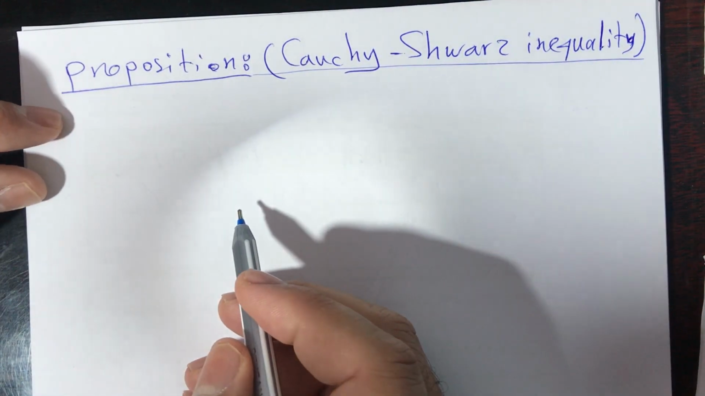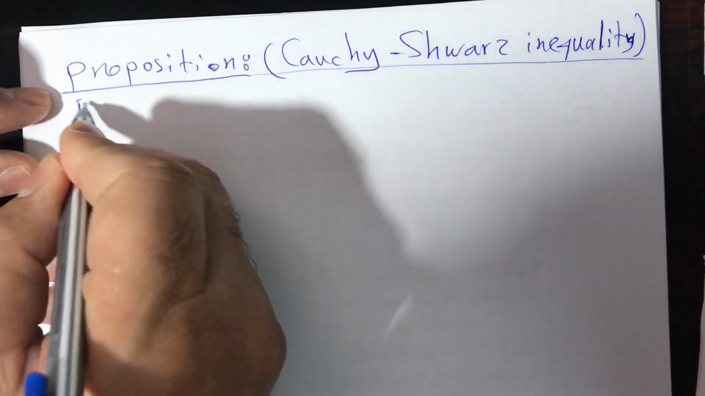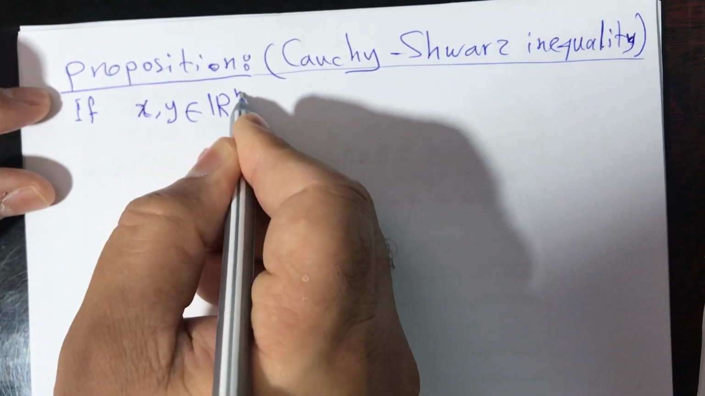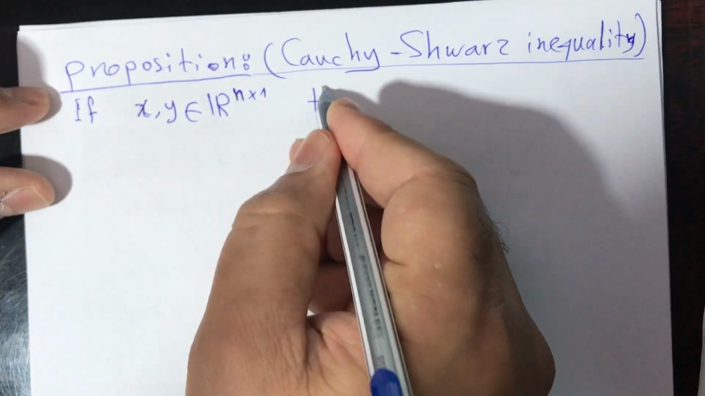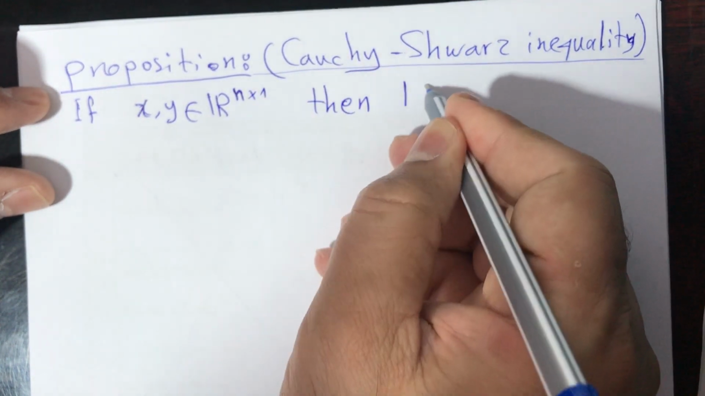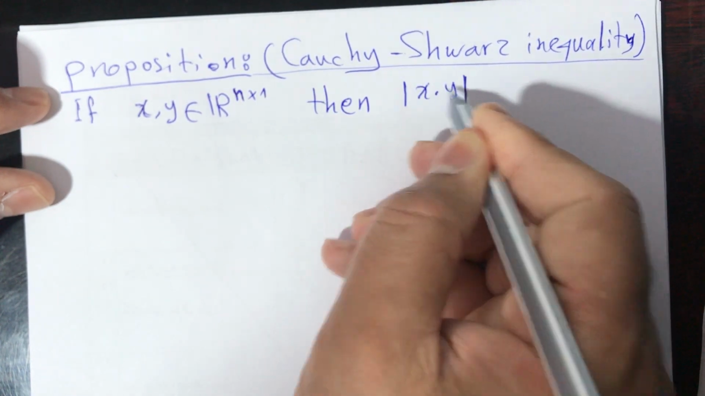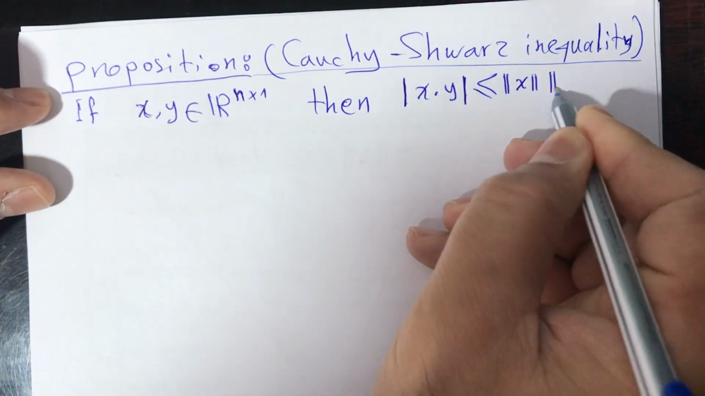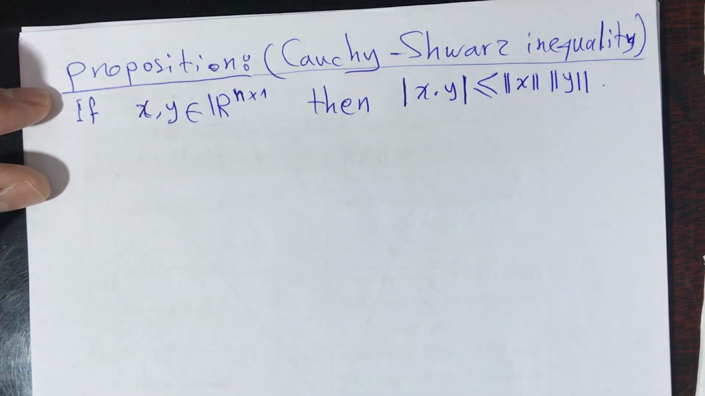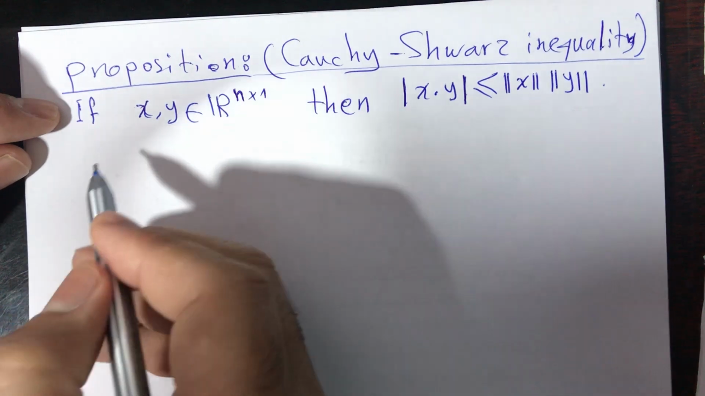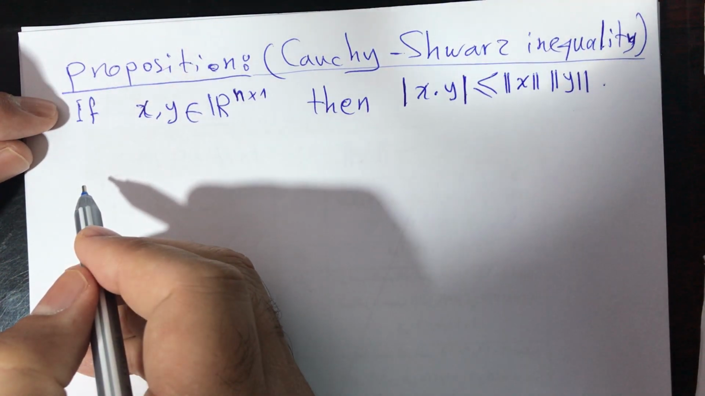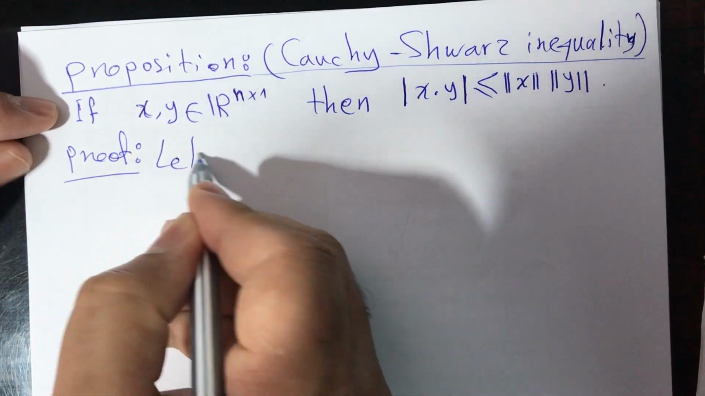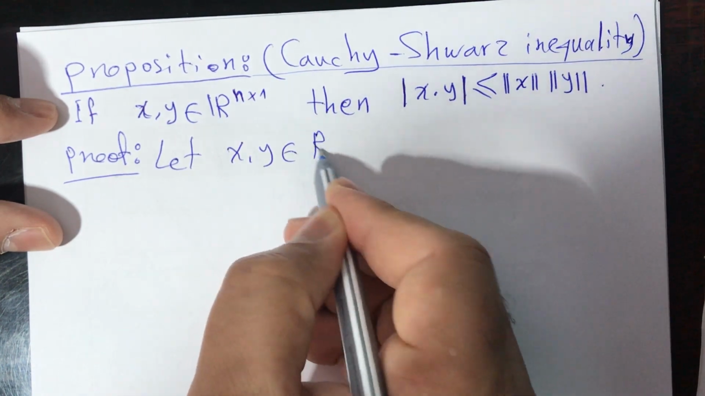Now prove this: if x, y belong to R^(n times 1), then the absolute value of x dot y is less than or equal to norm x times norm y, for all x, y belonging to R^(n times 1). Proof. Let x, y belong to R^(n times 1).